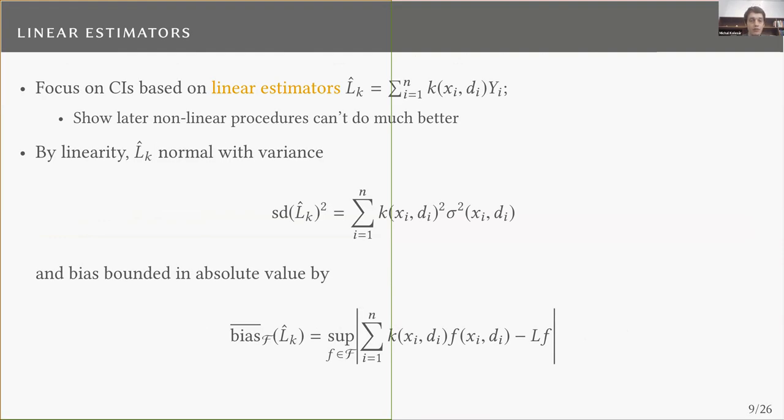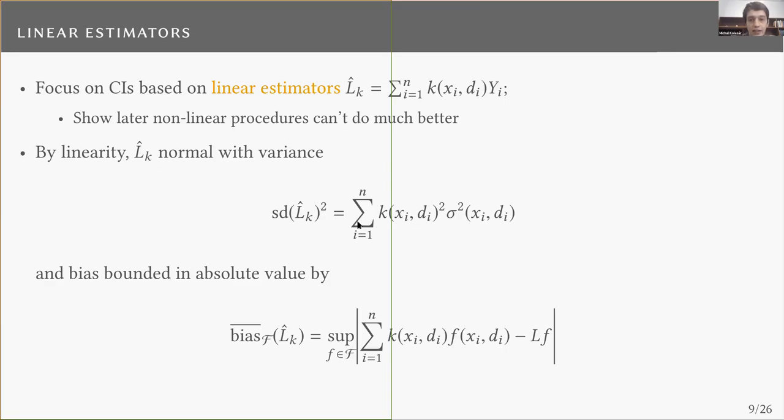So with this setup, how do we construct optimal estimators and confidence intervals? First, I'm going to start out by focusing on linear estimators. So you give me some linear estimator. I'm going to call it L hat k. So k denotes these weights. So it's just a weighted average of the outcomes. And with this linear estimator with given weights, I'm going to think about how do I construct a confidence interval that takes into account the potential bias of this estimator. Once I know how to do this, I'm going to then think about the question, how do I choose these weights k in an optimal manner?